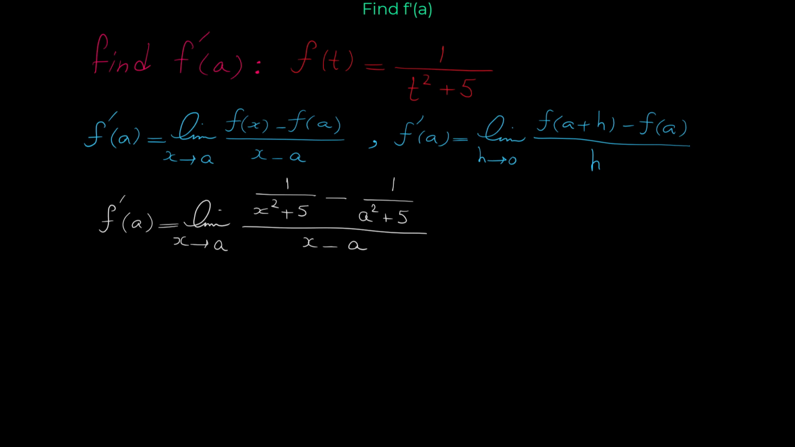In the numerator, we have two fractions, 1 over x to the 2 plus 5 and 1 over a to the 2 plus 5. Usually for simplifying fractions, finding the common denominator and combining those two fractions is not a bad idea. And it works here to simplify the numerator. But if we can find a way to get rid of denominators, it would be a better idea. It's a better method. So, to get rid of the denominators, simply we can multiply numerator and denominator by something that helps us to get rid of the denominators.